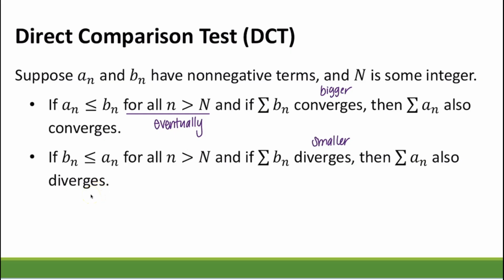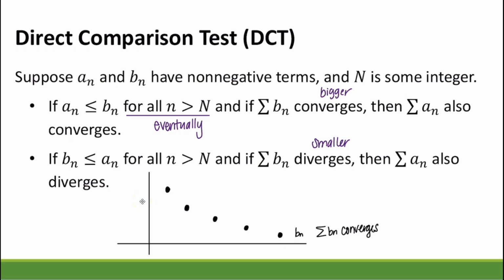So this is the formal direct comparison test, and these are the cases that are helpful. So a bigger series that converges is a helpful comparison, or a smaller series that diverges is a helpful comparison. And so try to keep that analogy in your head about the whole going through the door thing, because not every comparison is helpful. Let's try to take a moment to understand when a comparison might be helpful and then not helpful. So here I have this list of numbers b sub n, and let's say we know the sum of adding up all of those numbers does converge.